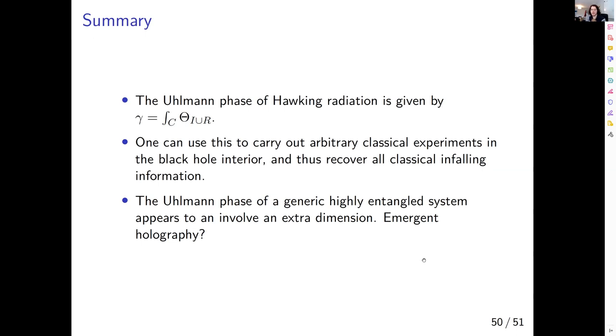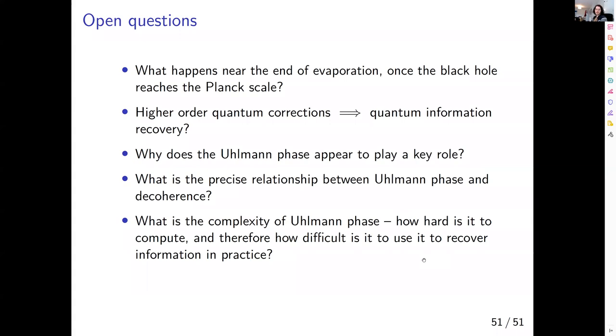So here are some open questions on these topics that might be interesting to explore. This formula for the Uhlmann phase only really told you what happened up to the Planck scale. So what happens once the black hole reaches the Planck scale? I guess this is something that is not fully understood for the island formula more generally, so maybe that's something we'd have to answer. Next, this really applied in the classical or semi-classical limit. This protocol told you how to get back the classical information, but maybe if you included some higher order corrections, you'd be able to get back some more quantum information, so you learn something about the entanglement of the state.